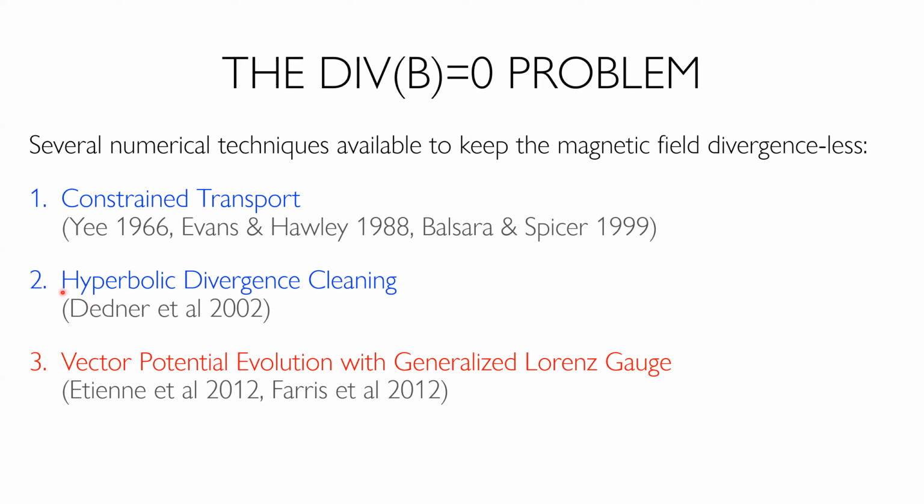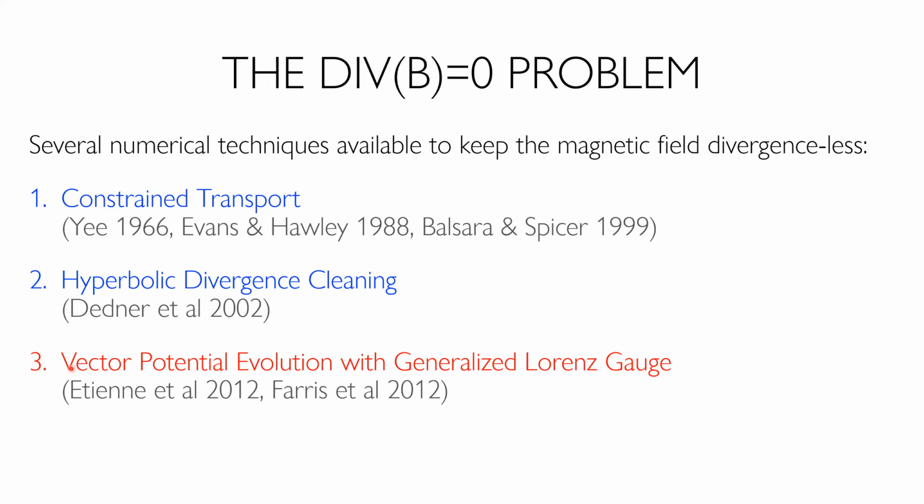And this instead modifies your system of equations by adding a new variable, such that essentially, let's say, you also evolve the divergence of B. So whenever you have the creation of monopoles, so violation of divergence of B, these violations are advected out of the grid and also damped down.